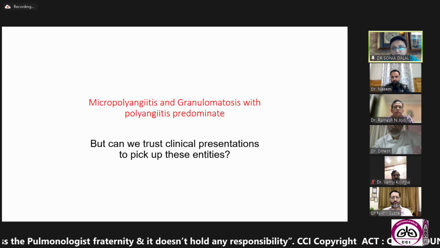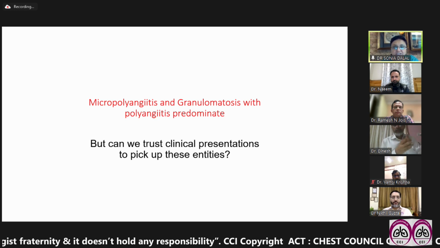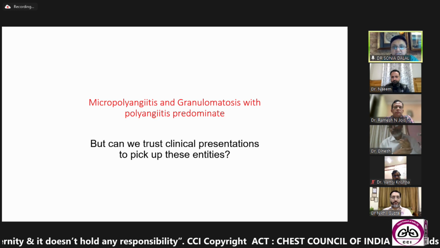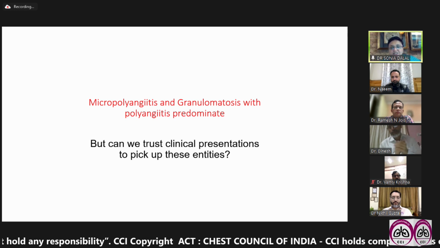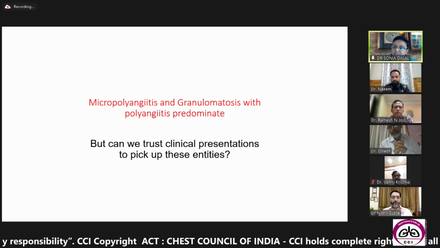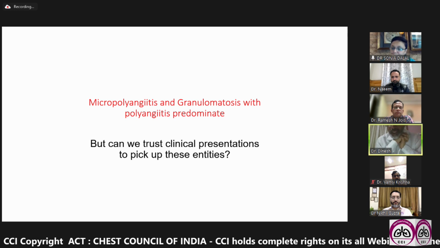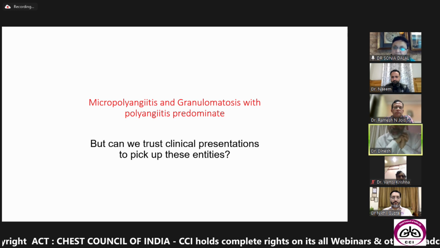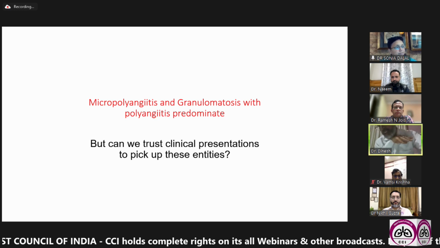So this was our pre-test probability, and also a diagnosis that microscopic polyangiitis and granulomatosis with polyangiitis is the predominant one in this patient. But can we trust clinical presentations to pick up these entities, Dr. Dinesh? First and foremost, as the speakers have alluded, we need to go through the history and clinical examination.